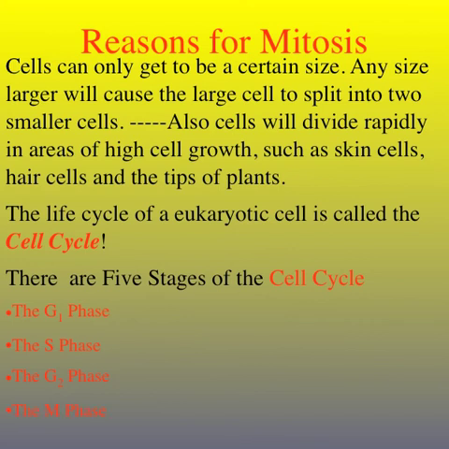Then the M phase is where the nuclear division takes place. The mitosis phase, it's called. That's where the nucleus divides into two. And the C phase is the cytoplasm division, where the cell actually divides and we end up with 2 cells.